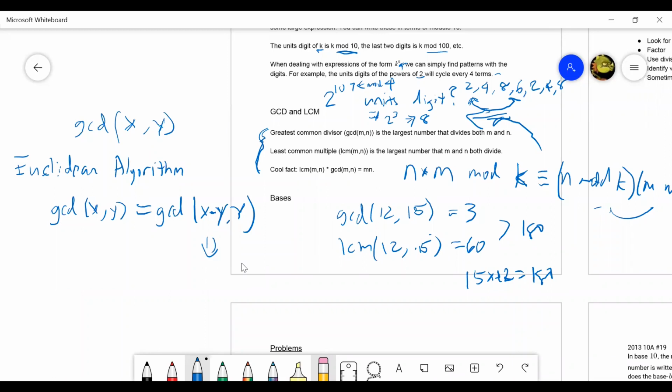And if you keep doing it, eventually you'll get down to 1. Although I don't think it's completely necessary to go all the way down. But if you do, whatever number you're left with next to 1 is going to be the GCD. Actually, you're not going to be left with 1, you're going to be left with 0.